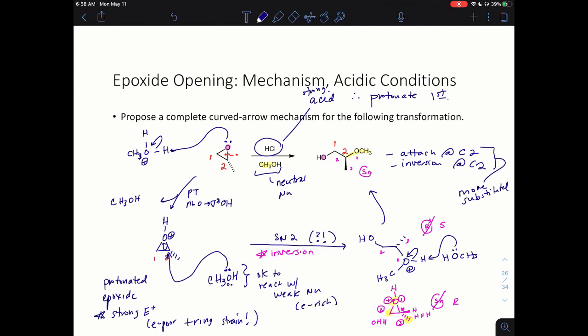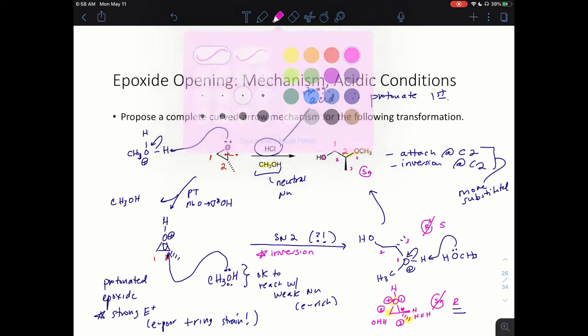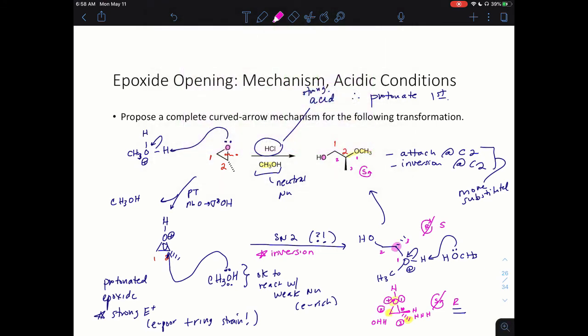So then we trace the path. It's 1, 2, 3. That looks like S, but the lowest priority group is coming out. The H is coming out. So that means it's actually R. I'm doing the same thing on this stereocenter. And at that stereocenter, there should have been inversion, right? Because the nucleophile attacks here.